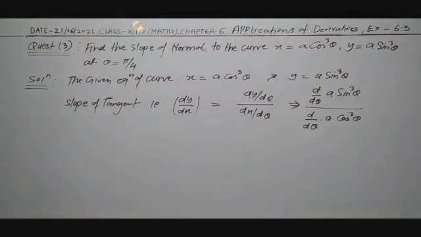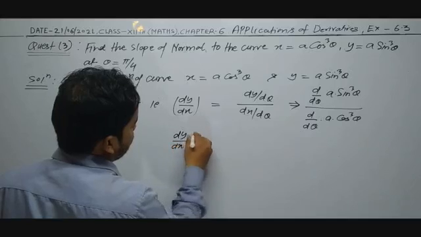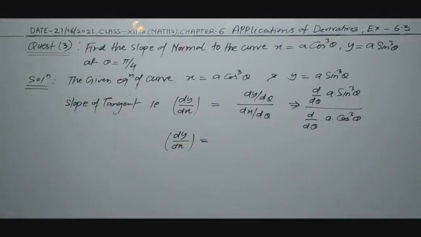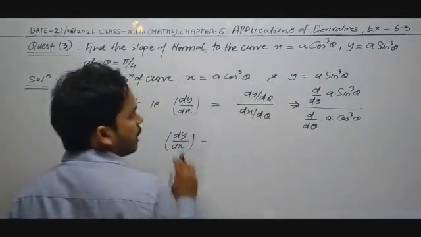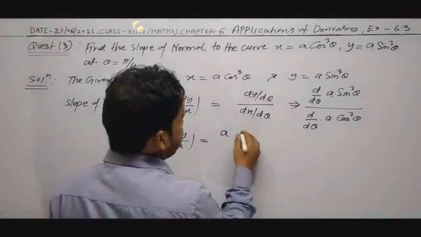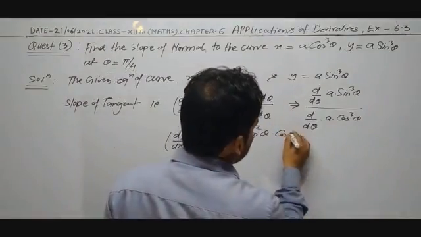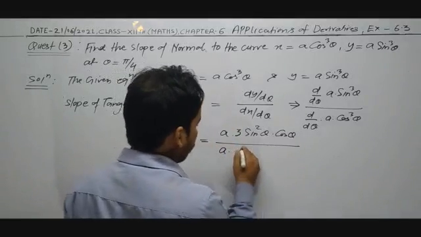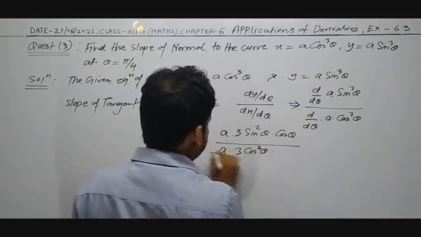So when you differentiate, what will you get as the result? You have already differentiated this type of function. So dy by dx is equal to dy by d theta upon dx by d theta. The dy by d theta result is a into 3 times sin square theta into cos theta, whole upon a into 3 times cos square theta into minus sin theta.